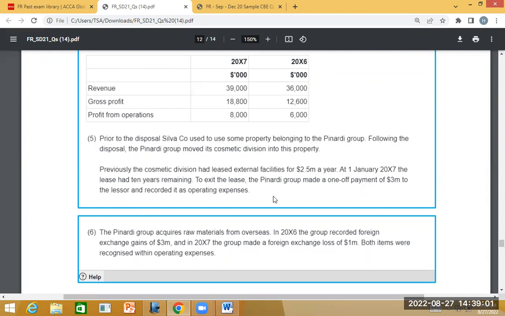To exit the lease, the Pinardi Group made a one-off payment of 3 million to the lessor and recorded it as an operating expense. So as they wanted to exit this agreement, they had to make the payment of 3 million. It is beneficial for the company to exit, because you are just paying a one-off 3 million, but if you continue with this agreement, you need to pay 2.5 million for the next 10 years. So it will give a huge saving to the Pinardi Group in the future.